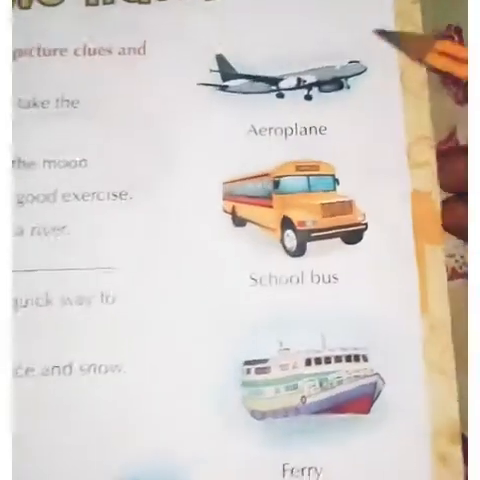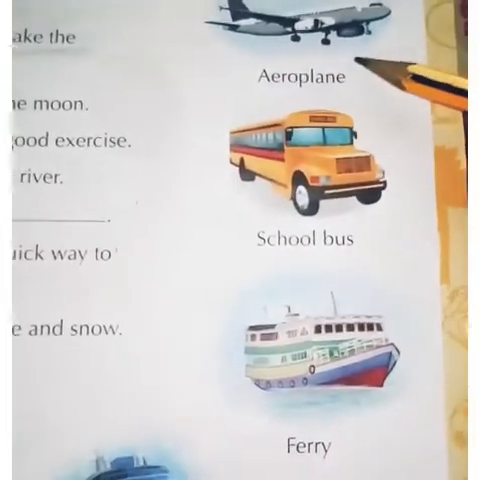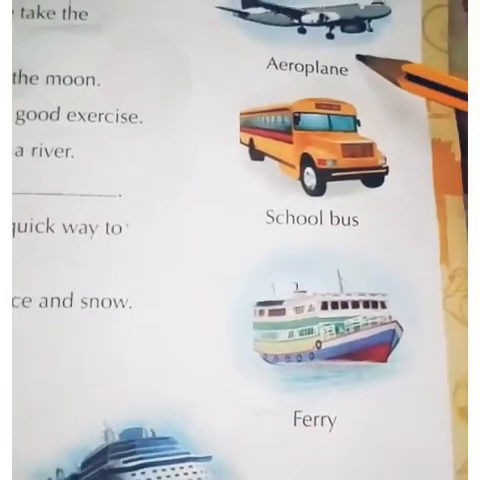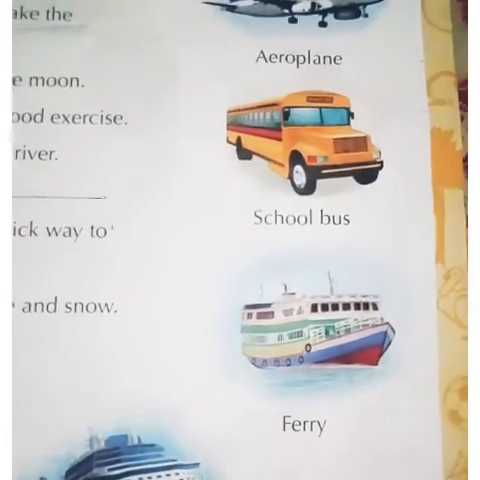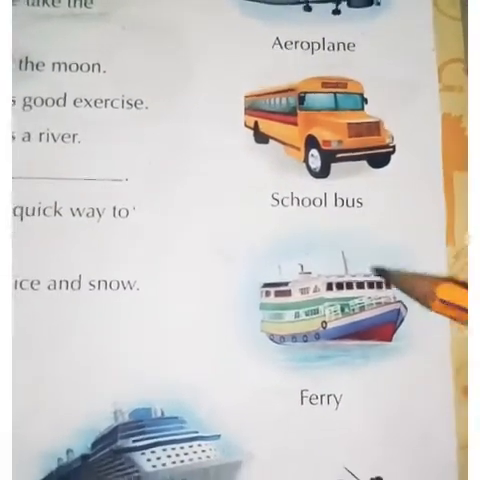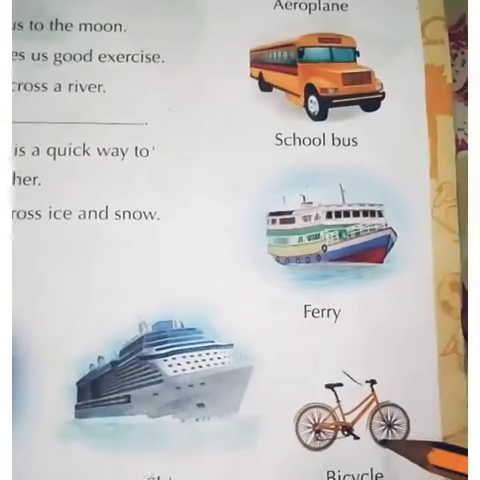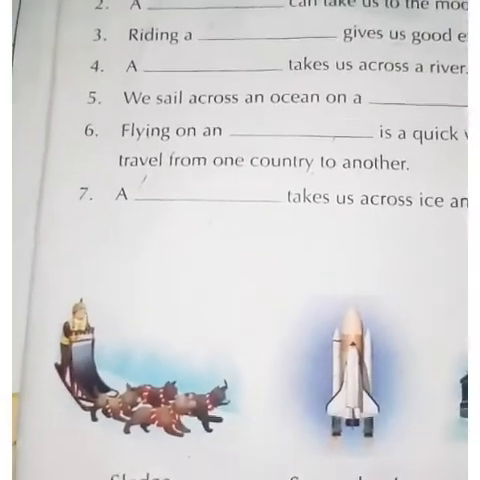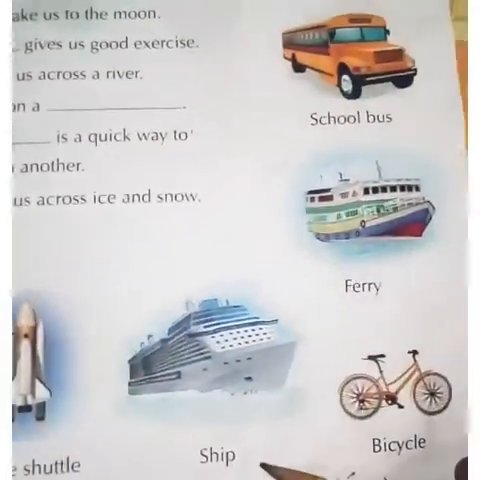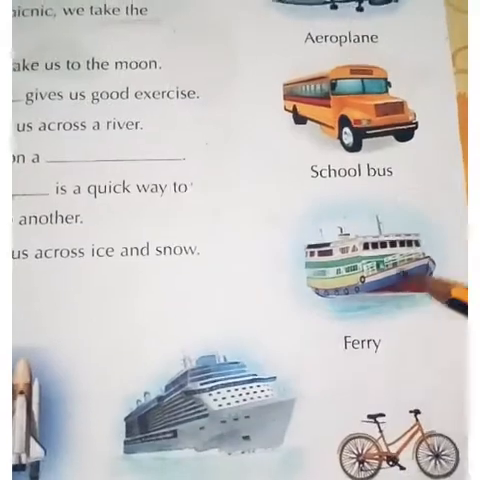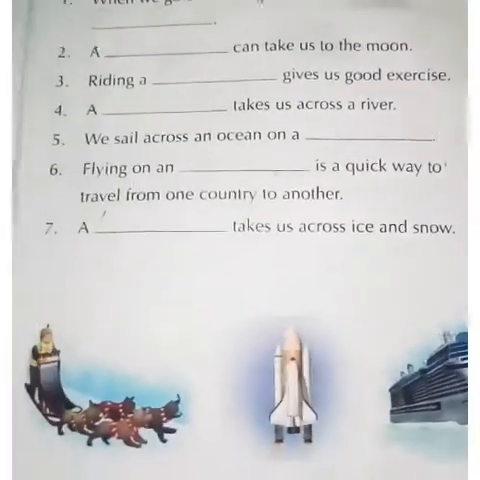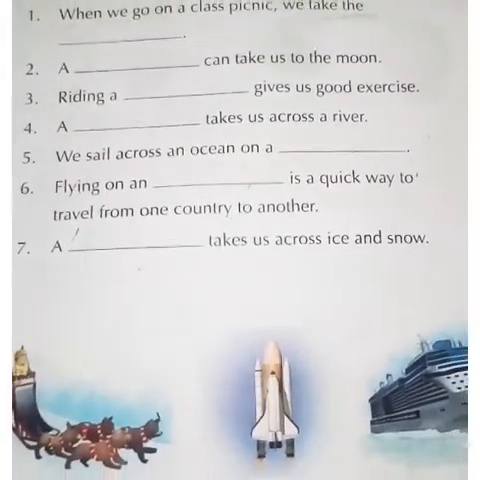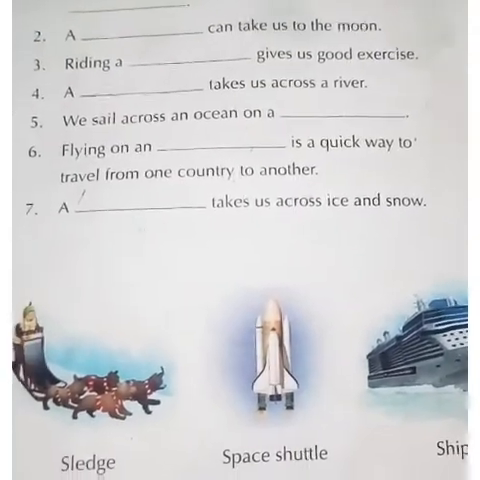Okay. So see the first one, this is an aeroplane. As you know, this is an air transport. It also moves from one place to another. The second one is school bus. Third one ferry. Fourth one bicycle. Next one ship, space shuttle, and sledge. Once again: sledge, space shuttle, ship, bicycle, ferry, school bus, aeroplane. So choose the correct vehicles using the picture clues and complete the sentence.